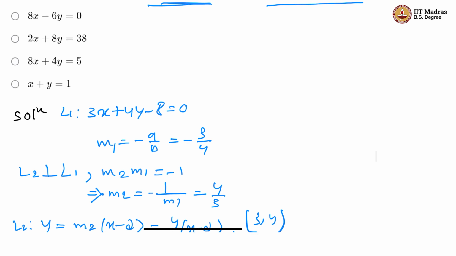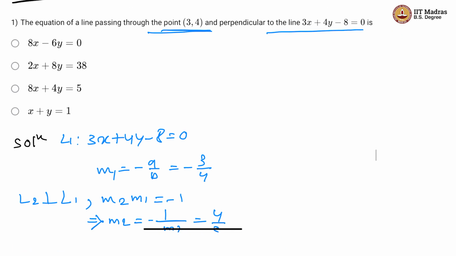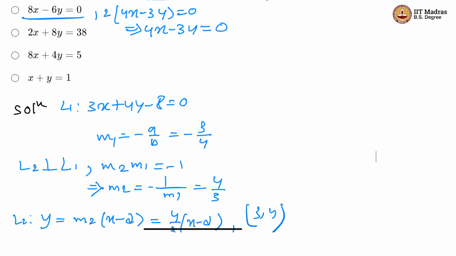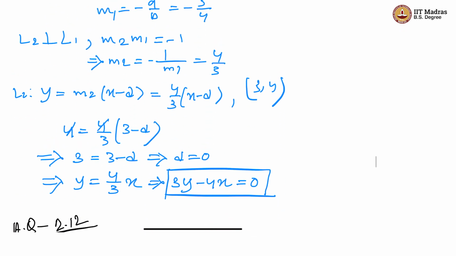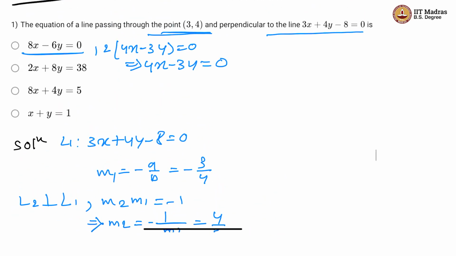Okay. So yeah, you can check. If we take minus as common, then it will be 4x minus 3y equals 0. So it will be 4x minus 3y equals 0 ultimately, which is the same as our equation. Okay, 4x minus 3y. So option 1 is the correct option.